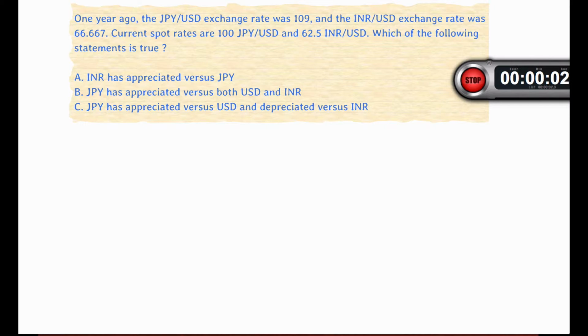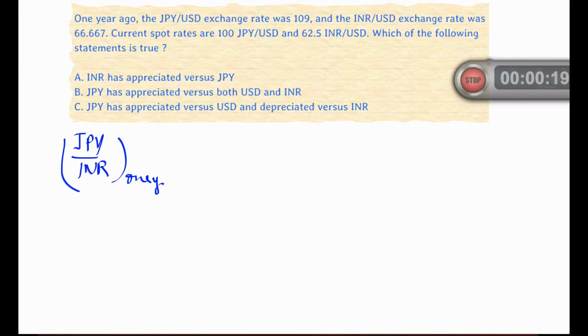Here we're presented with four rates, a pair of currencies quoted 1 year ago, and then the spot rates for the same pair. As we scan this, it becomes quickly apparent that we're going to have to figure out how the Japanese yen moved versus the Indian rupee. And in order to do that, we're going to have to go through a cross rate calculation.